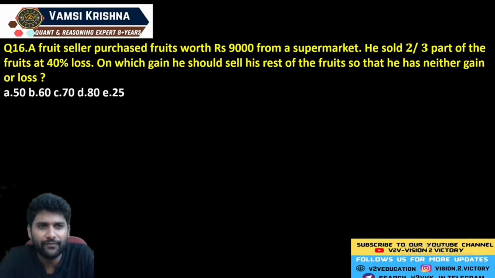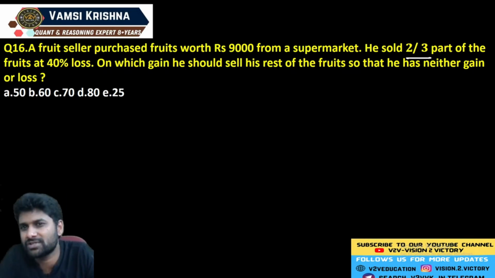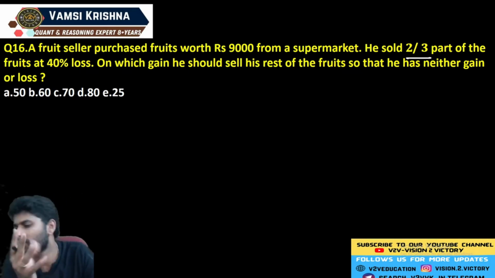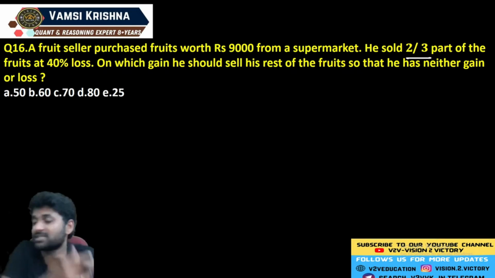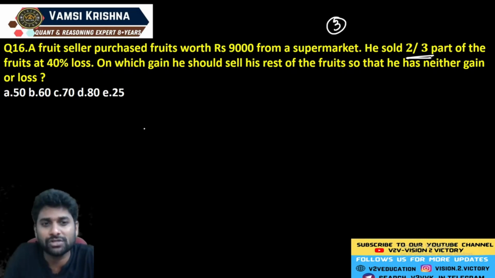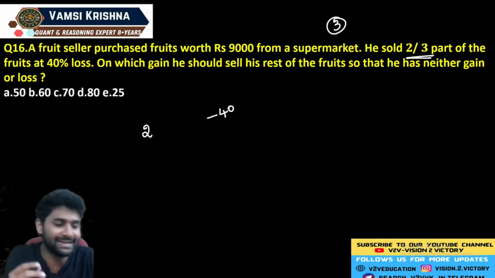See the next question. A fruit seller purchases fruit worth 9,000 rupees from a supermarket. He sold two-thirds of the fruits at a 40% loss. At what gain should he sell the rest of the fruits so that he gets neither loss nor profit? Guys, if you know the concept of alligation and mixtures, then you can save your time. Let us assume in this way. They sold 2 by 3, which means I have 3 fruits. Out of 3 fruits, 2 fruits they sold at a loss of 40. Let us take minus, loss is represented by minus 40.